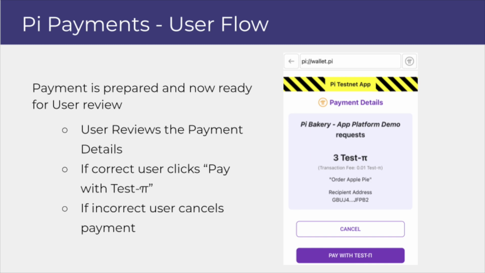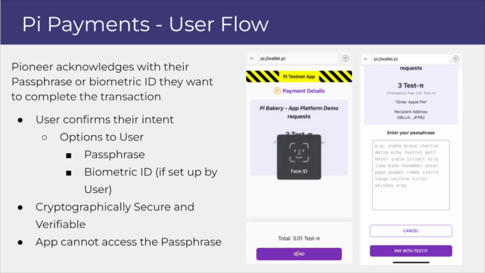And I can see I'm ordering an apple pie. So I say, great, I hit pay with test Pi. And now it brings me to the confirmation screen. And this is where blockchain comes into play.